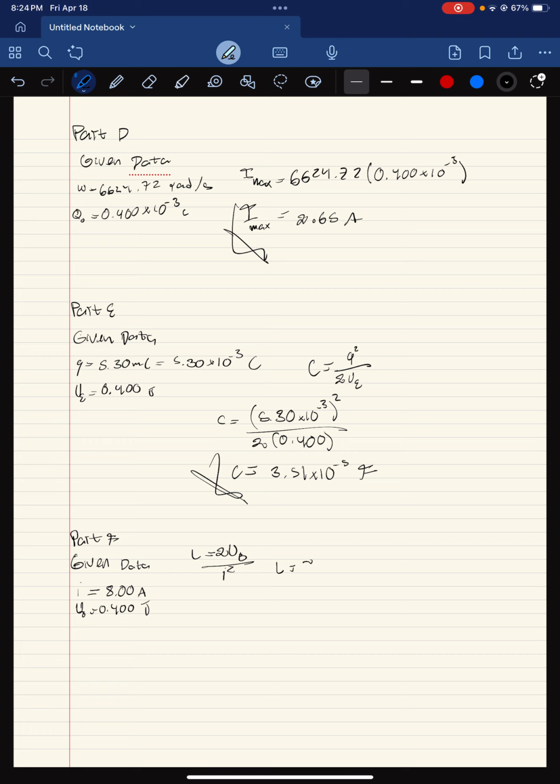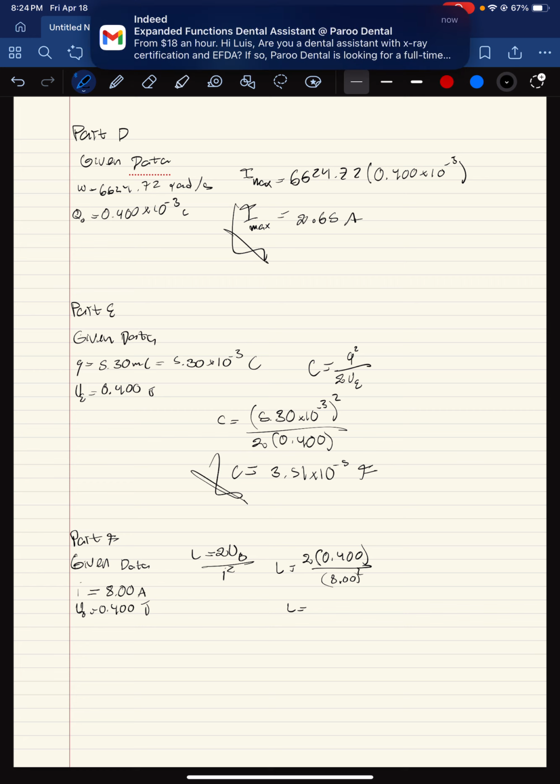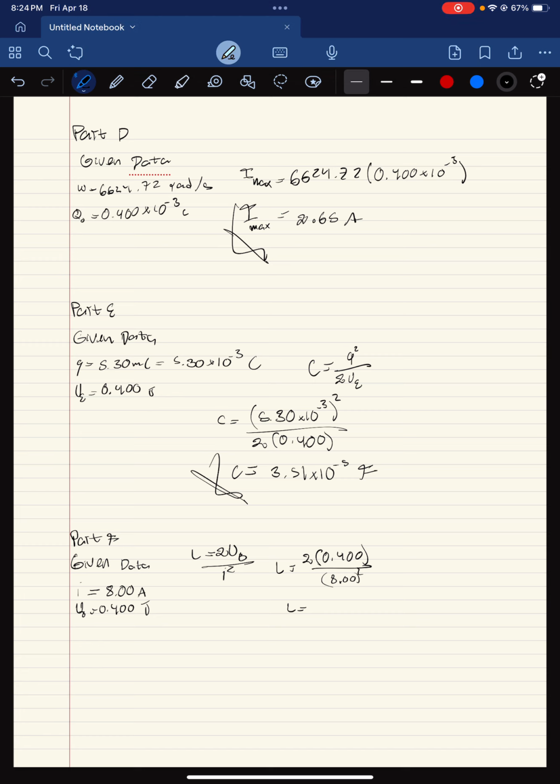So right here, 2 times 0.400, then 8.00 squared. All right. Let's get that to the calculator. 2 times 0.400 over 8 squared. And I got 1.25 times 10 to the negative 2 henries. Perfect. Now we'll go with part G.